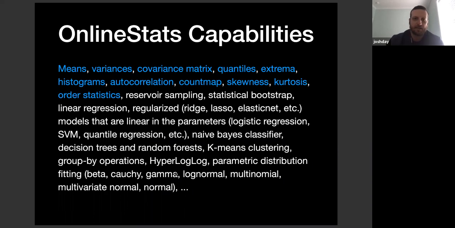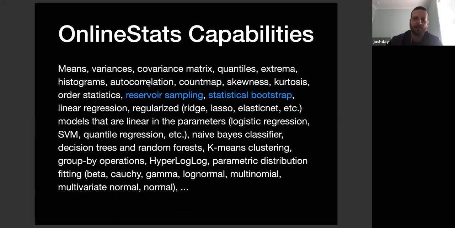So here is a big wall of text on kind of what online stats can do. And the way that I worked on this package in general was starting with some of the basic things in statistics and figuring out how to do them in an online fashion. So a lot of things are basic, like means and variances and quantiles. Actually, quantiles is a kind of harder example. But we started with some basic things.